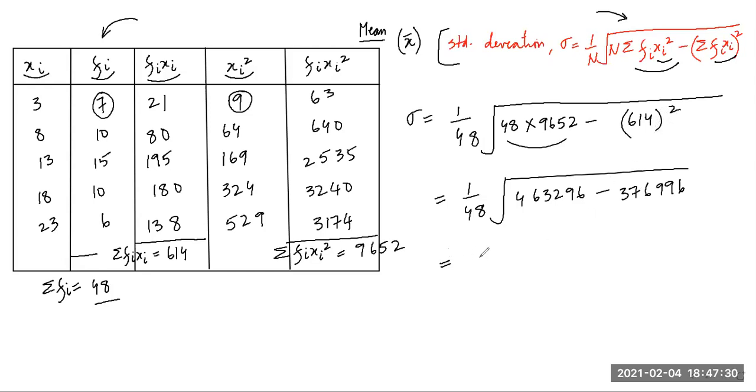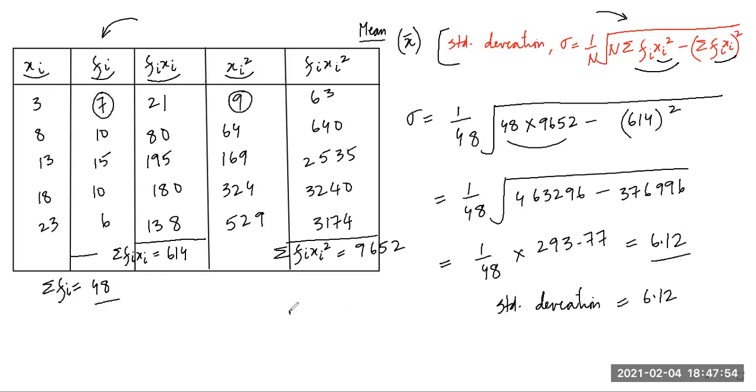So this is equal to 1 by 48. Once you solve this, students, this is equal to under root 293.77. Well, that is equal to 6.12, right? So standard deviation directly we are getting is equal to 6.12.